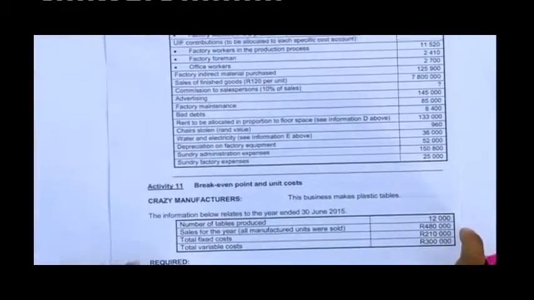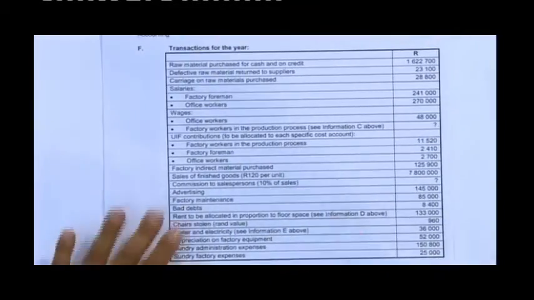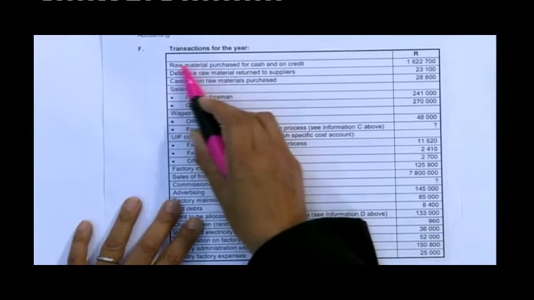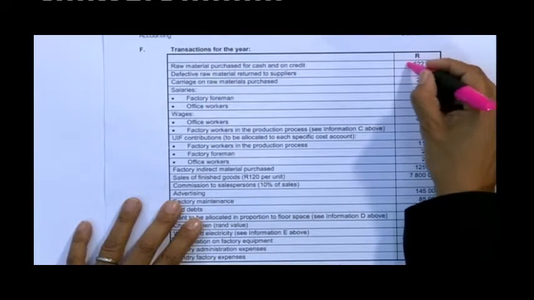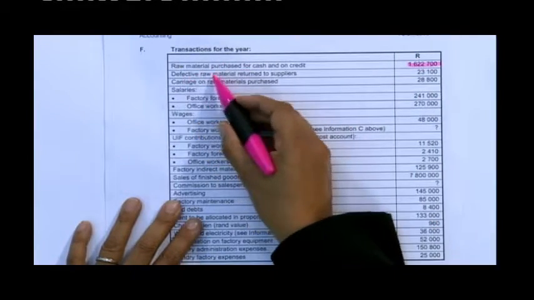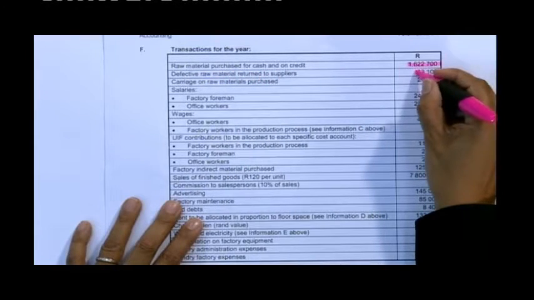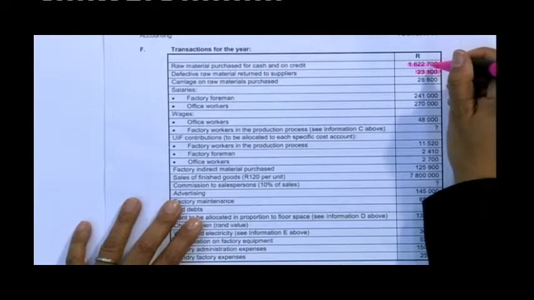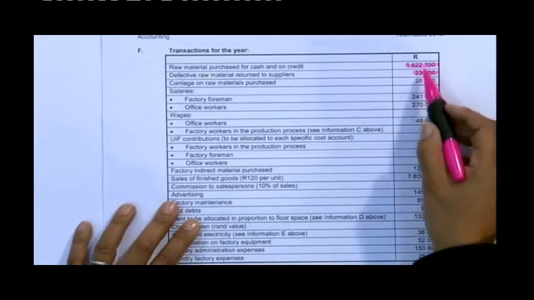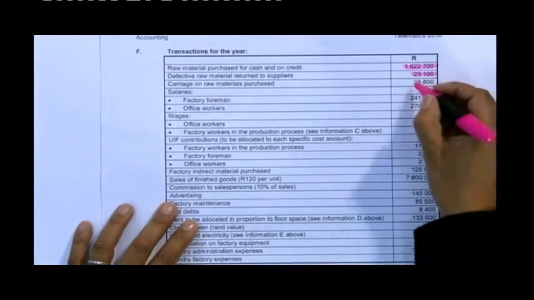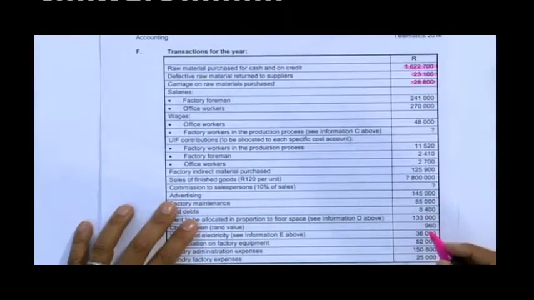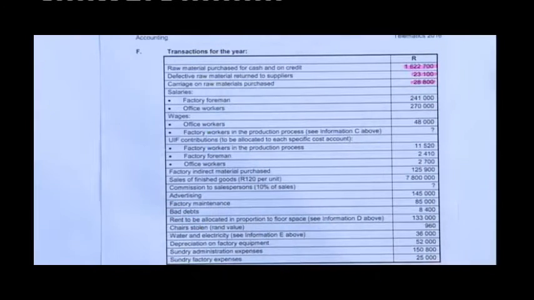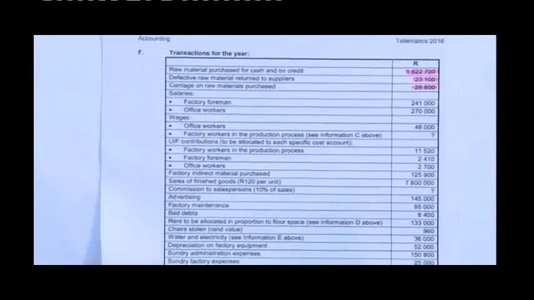So I'm going to go to my next page, girls and boys, and there again, raw materials. You see, I see the word raw materials purchased on cash and credit. So I'm going to put that in. That's my purchases. Defective raw materials returned. That is going to be my returns. So I'm going to take purchases minus returns, and that is going to give me my net purchases. And then finally, carriage on raw materials purchased. That is my carriage on purchases. So all the amounts that are highlighted in pink, that is what I'm going to use to complete note number 1. So let's do that now.